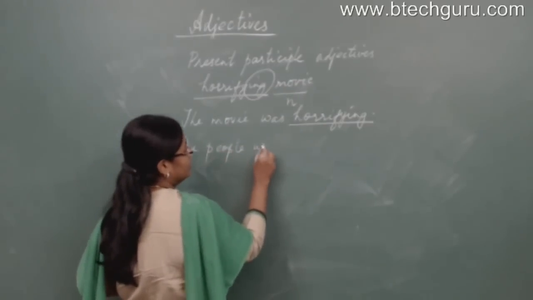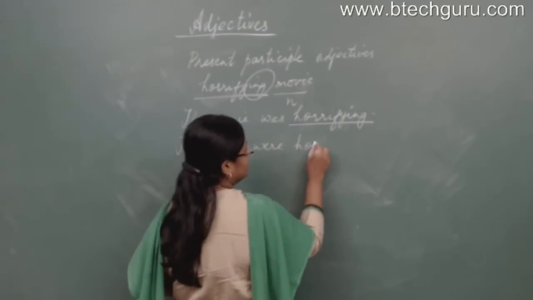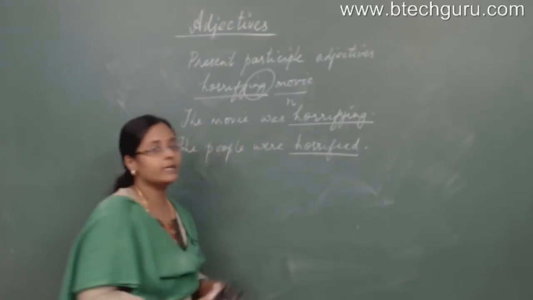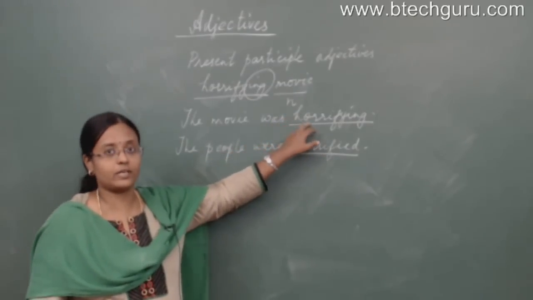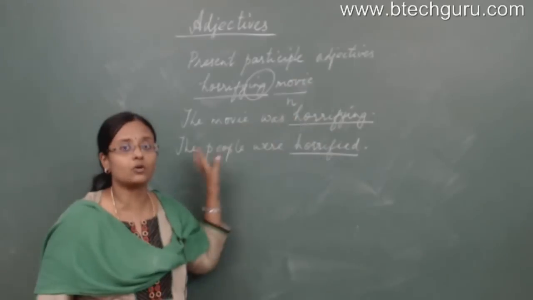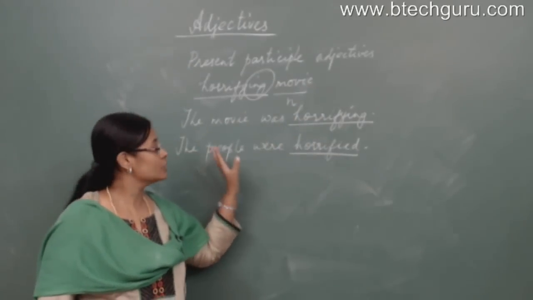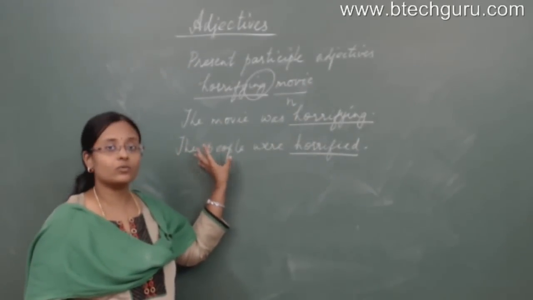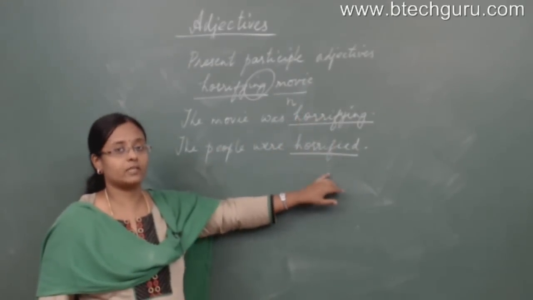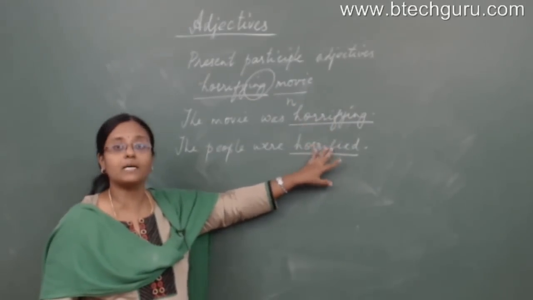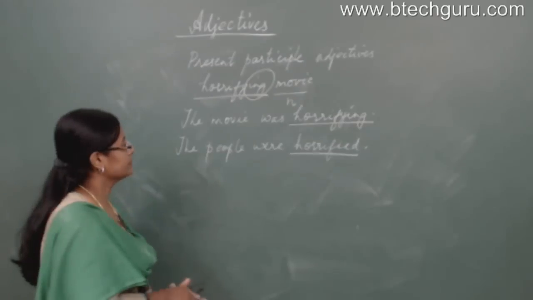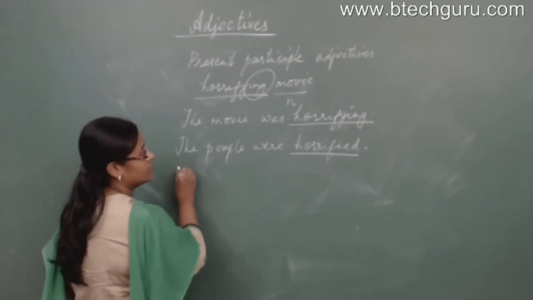The people were horrified. There's a difference in these two. Horrifying, it is the movie that is horrifying, which means this is the effect it has on the people, the impact it has on the people who are watching the movie. So when you start a sentence with the people as the subject, please don't ever use horrifying, the present participle adjective, but use the past participle adjective. This is the past participle form. We can discuss some more examples.